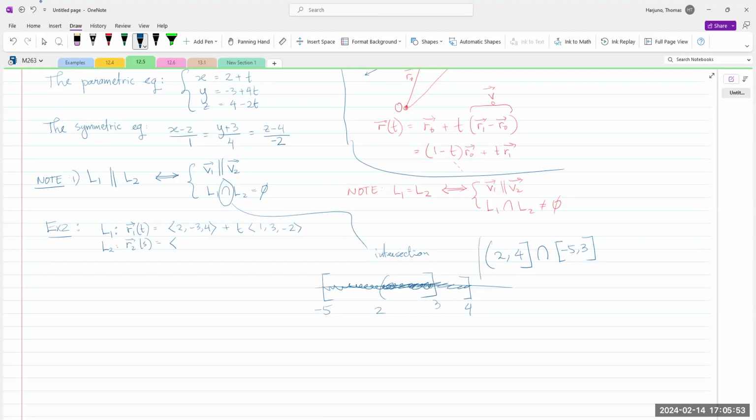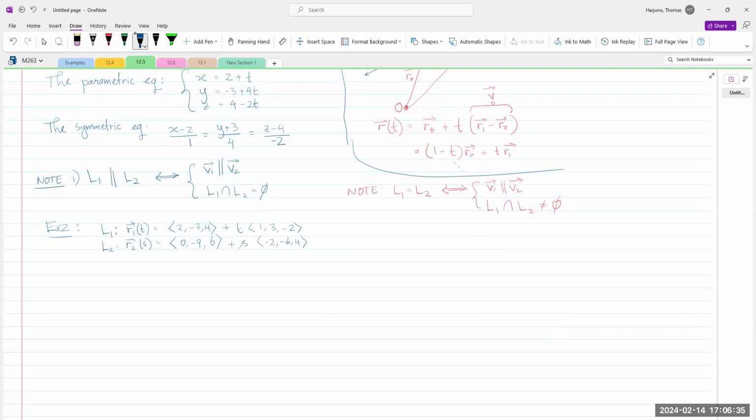The intersection of these two intervals represents the interval or points that they have in common. In this case, that will be the interval 2 to 3. Does it make sense? So intersection is basically what they have in common. Now, let's go back to the question. Line 2, let's say it contains (0, -9, 6) plus s times (-2, -6, 4).